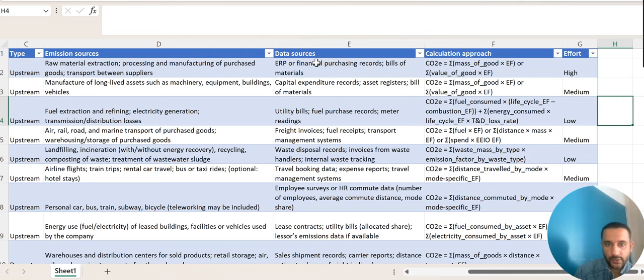Then data sources. Data source is also important because you want to know as an organization where you're getting your data from, how accurate the data is, how complete the data is, right? And all of you, or some of you, if you have dealt with scope 3 emissions, know that availability of data, availability of reliable, complete, or accurate data is one of the main pain points, right? And then the calculation approach, what calculation approach you will follow or adopt.